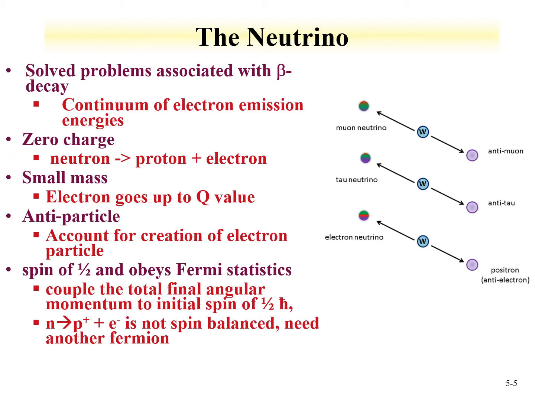So when we say small mass, we also mean possibly no mass. And it needs to be an antiparticle, because we are creating a particle, an electron, so we need to create some antimatter. And it needs to obey Fermi statistics. It has a spin of 1/2. This is so that we can couple the initial and final states. We need to balance this reaction of a neutron to a proton plus an electron. It's not spin balanced. We need to have another spin associated with it. And this is where we get these behaviors that Fermi described as the neutrino. So it's small mass, zero charge, and obeys Fermi statistics.